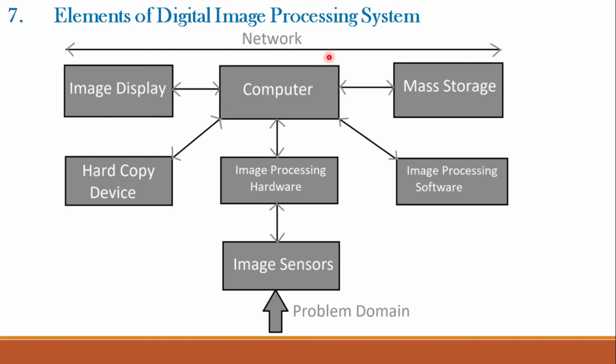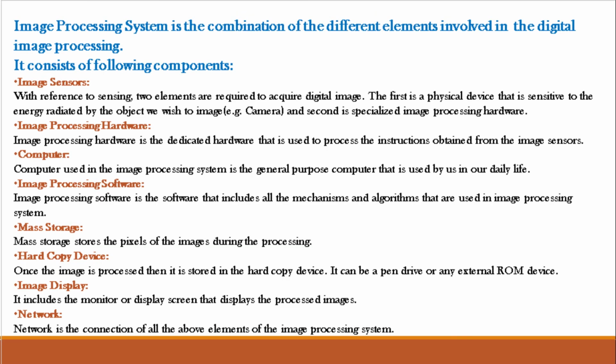Why? Because of the large amount of data inherent in the image processing application. So the key consideration in this particular networking is the image transmission bandwidth, right? So these are different blocks of image processing system and their interconnection, which I have explained in short in the next slide.